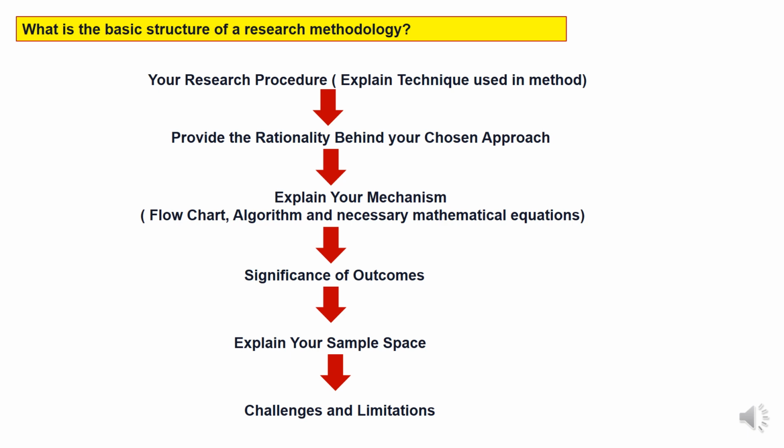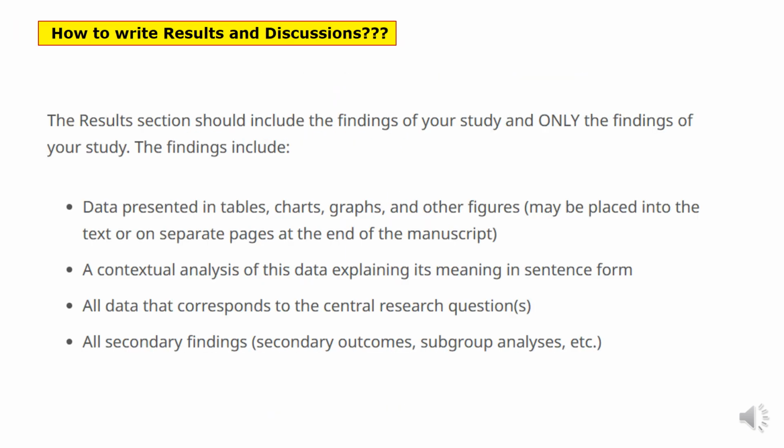We also have to specify the significance of the outcomes. So we have to explain the significance of the outcomes and explain your sample space. How many sample data did you use in this particular method? All these things we can explain in the research methodology. And finally, you have to write one or two lines about the challenges you faced in formulating this research methodology, and the limitations of this research methodology.